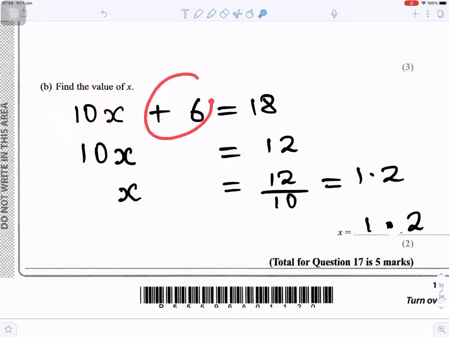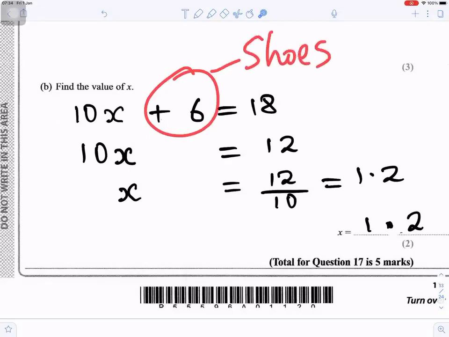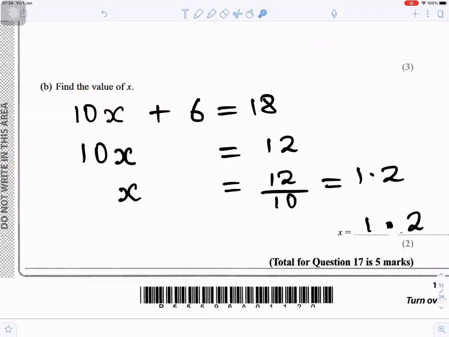It's like removing your shoes. The 6 is like your shoes, and the 10 is like your socks. Which one do you remove first? Your shoes before your socks. It's not possible to remove your socks before your shoes without damaging it. So we want to remove the 6.